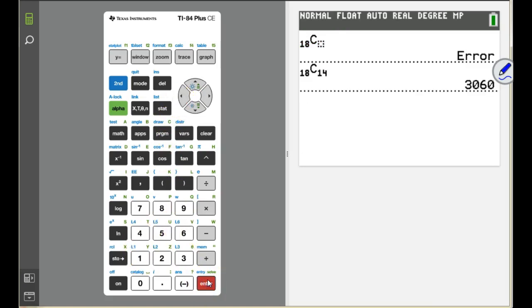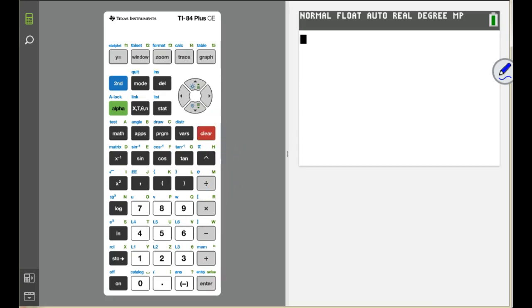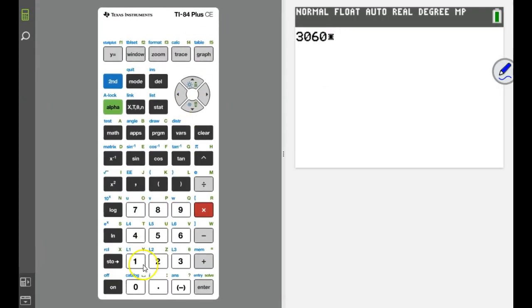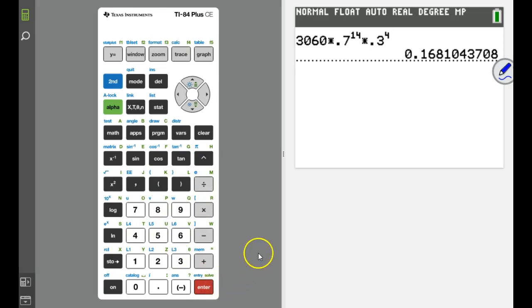So we have that number. And we're supposed to take that number, 3060, is that right? Is that what you got? Times 0.7 to the 14th times 0.3 to the 4th. Anybody getting that? All right. Ready to learn the really easy peasy way to do this? Is everybody getting that? Anybody got a question?